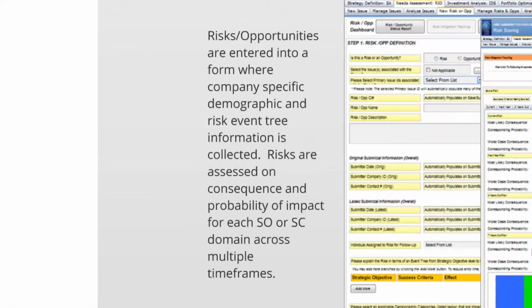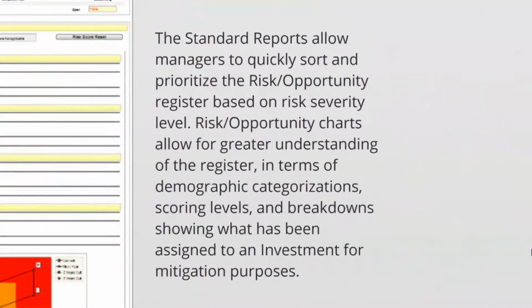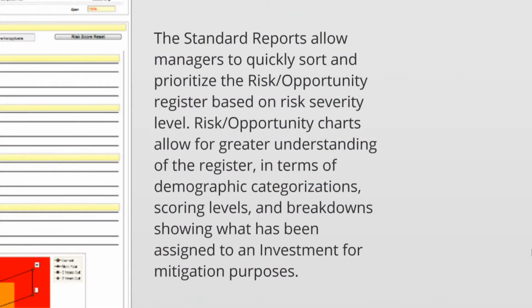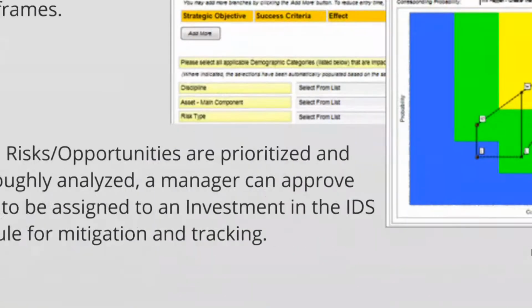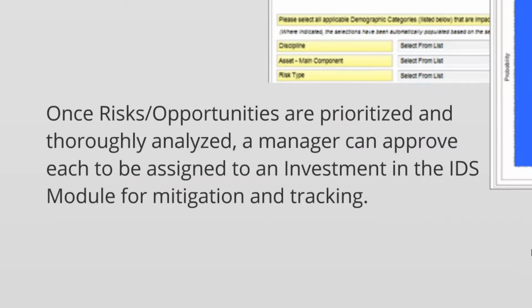Demographic or descriptive information is customized to each company and can be more or less detailed. Standard reporting and charting outputs allow for a great deal of data slicing and analysis, including a register of all risks with scores for prioritization and charts showing linkages with investments or solutions for mitigation. Various options for approval exist within RIO, allowing completed and potentially approved risks to be linked to investments in the IDS module.